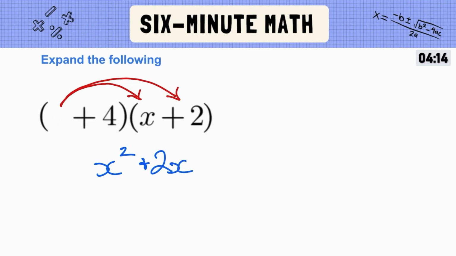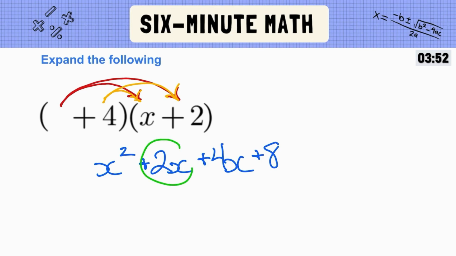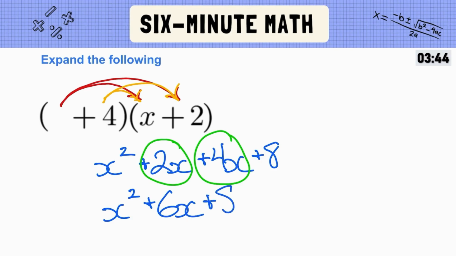I'm now going to take that second term and multiply it in as well. 4 times x is 4x, and 4 times 2 is 8. And then I just need to collect my like terms. In this case, I have an x and an x for a final answer of x squared plus 6x plus 8.